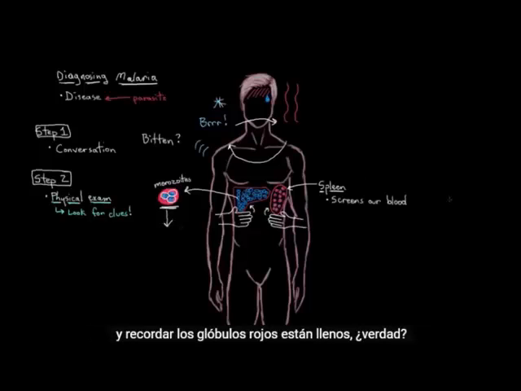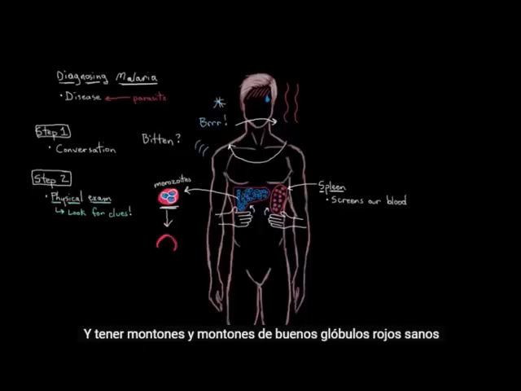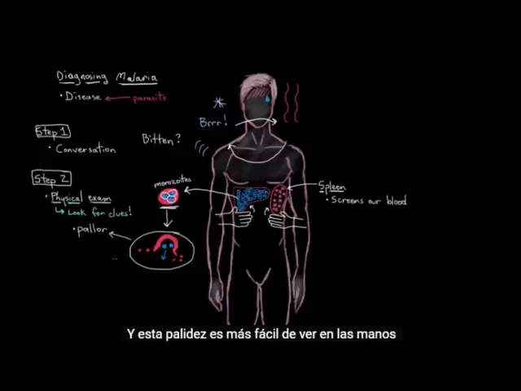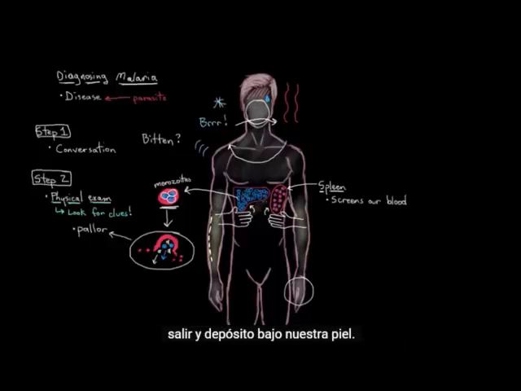And remember, red blood cells are bursting, right? And having lots and lots of nice, healthy red blood cells is part of what gives us humans our nice, warm coloring to our skin. So if we're losing lots of red blood cells, we would start to go pretty pale. So we look for pallor, which just means abnormal paleness that happens when you don't have enough red blood cells circulating around. And this pallor is easiest to see in the hands and in the face. And then finally we might look for jaundice, which will happen when bilirubin from inside the red blood cells gets out and deposits under our skin.